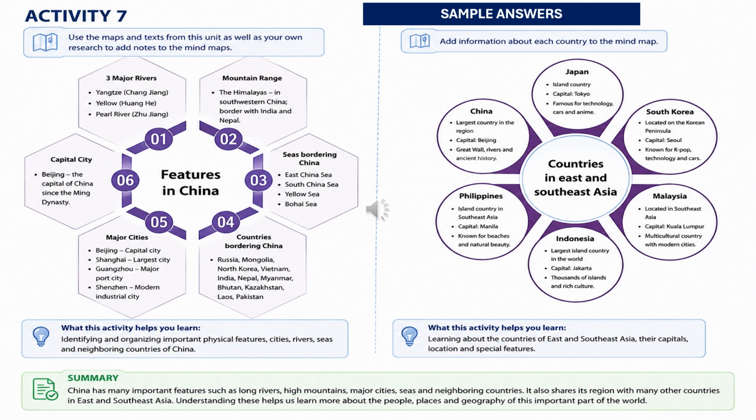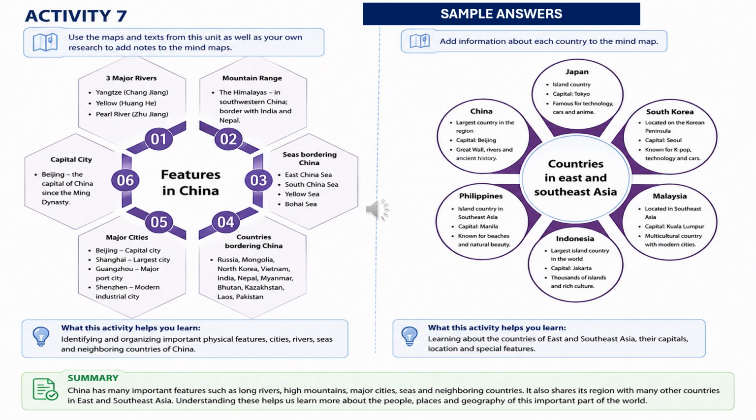Next column, let's talk about the countries that share a border with China. China shares land borders with many countries, including Russia, Mongolia, North Korea, Vietnam, Nepal, India, Myanmar, Bhutan, Kazakhstan, Laos, Pakistan, etc. This makes China one of the countries with the largest number of neighboring countries in the world.